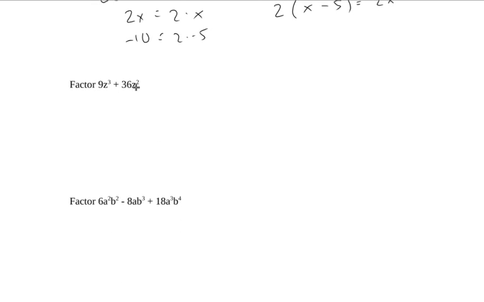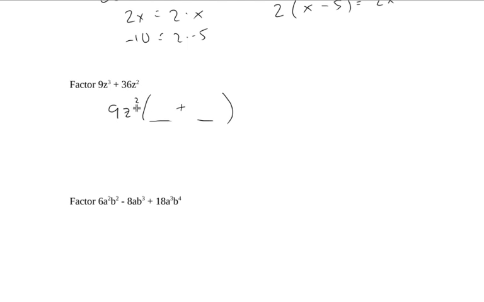We're going to first figure out what the greatest common factor is. So between 9 and 36, the greatest common factor is 9. Between z cubed and z squared, I'm limited by the z squared. So I'll write down what my greatest common factor is. And then there's two terms up here, so I'm going to have two terms on the inside of the parentheses.